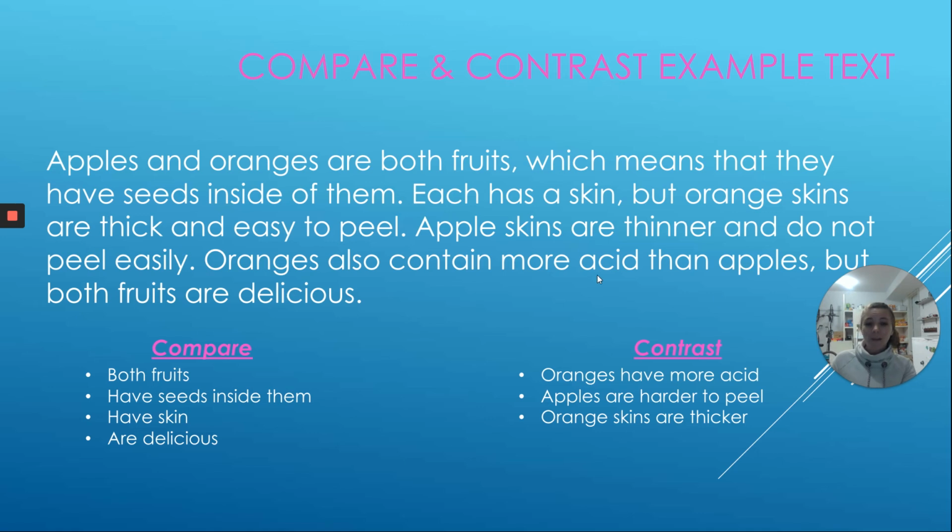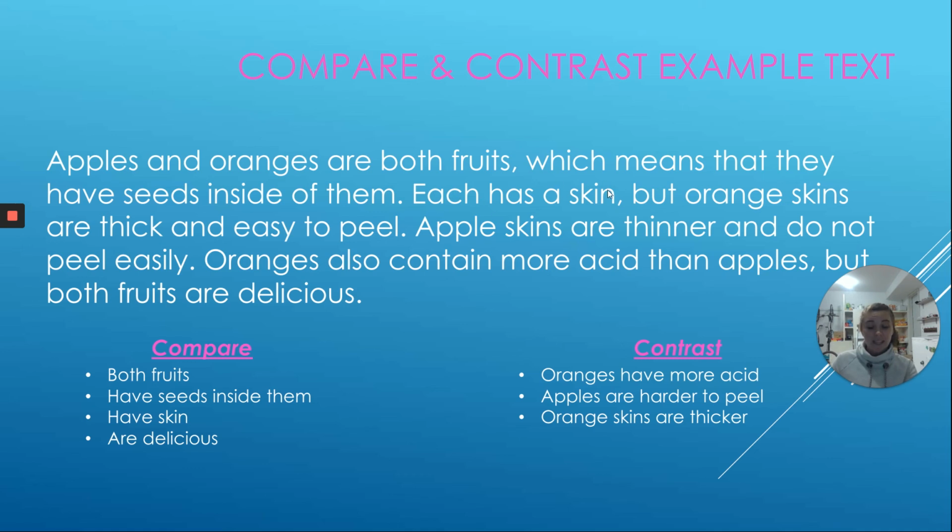But anyways, contrast. So oranges have more acid, proven in the story. Apples are harder to peel, proven in the story as well. And orange skins are thicker. That is proven as well. Okay? Up here, each one of them is proven.